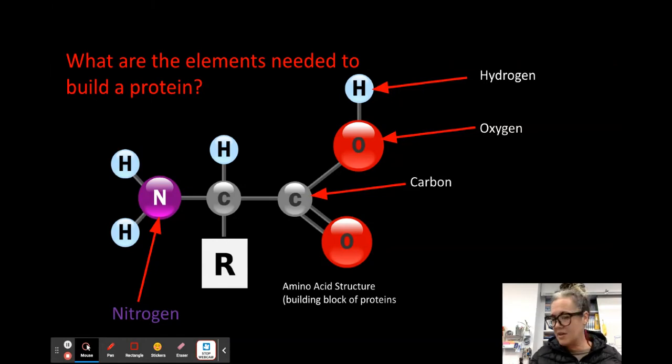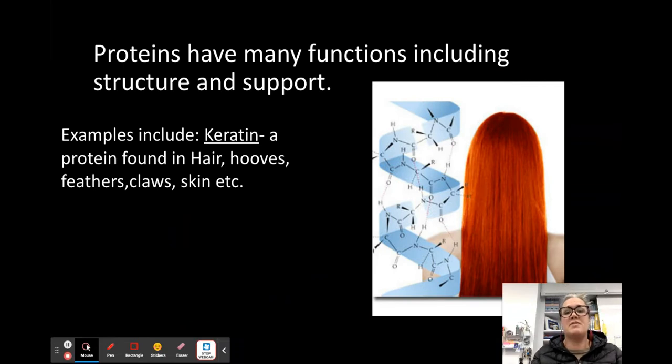And the R group has a lot of different features. And I think that's what Mr. Anderson talks about in the Bozeman video, is kind of like the chemical or the charge features that are different in that functional group, that R group, and it can really change the way that particular amino acid functions in the body. Proteins have a lot of different functions, but one of the main ones is structure and support.